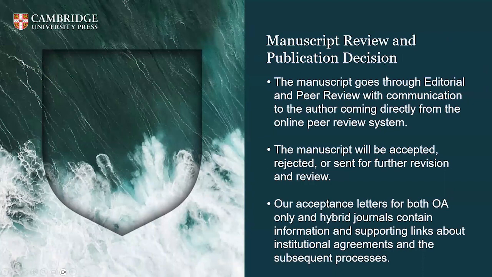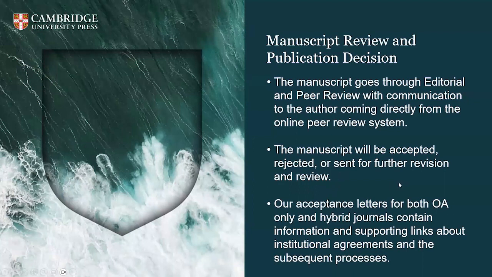So the manuscript goes through editorial and peer review, with communication to the author coming directly from the online peer review system, which is what we talked about. And we've talked about peer review and ethics in the third session. So we all know that the manuscript will be accepted, rejected, or sent for further revision and review.